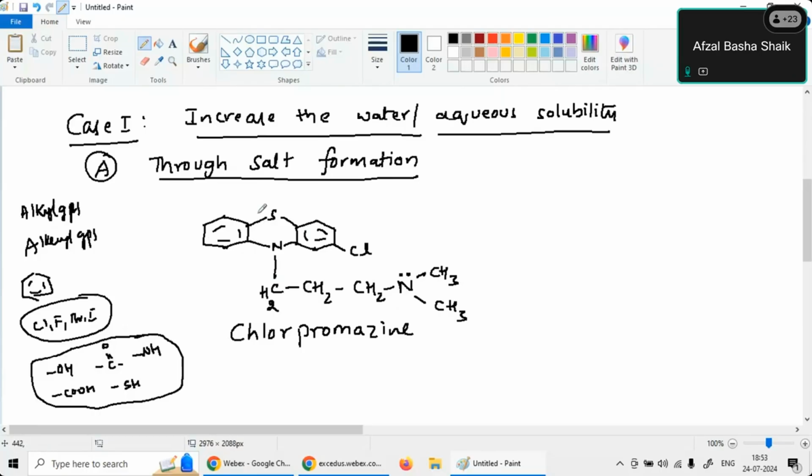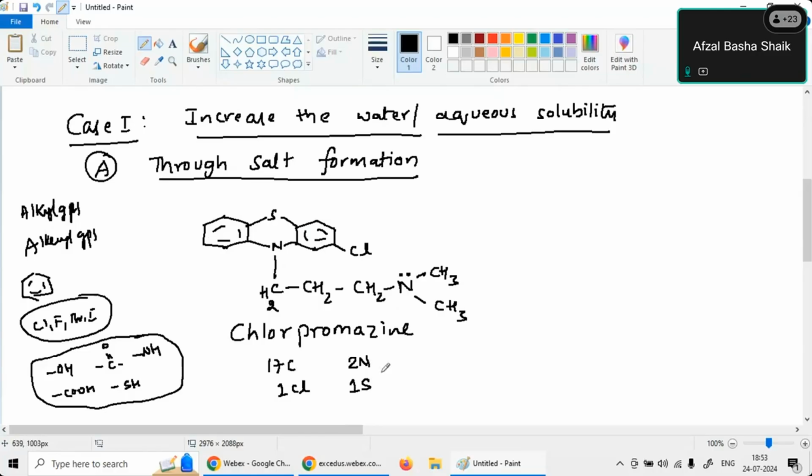So if you see this molecule, how many carbon atoms are there? 6, 12, 13, 14, 15, 16, 17. 17 carbon atoms are there, and one chlorine atom. So what are the polar groups present here? It has two nitrogens as well as one sulfur, which are the polar groups.